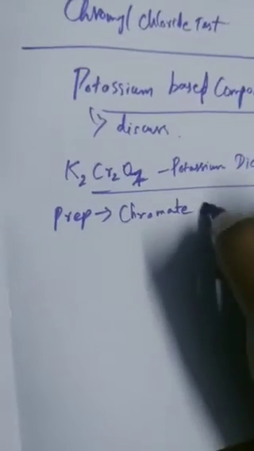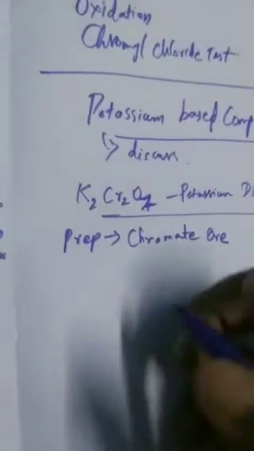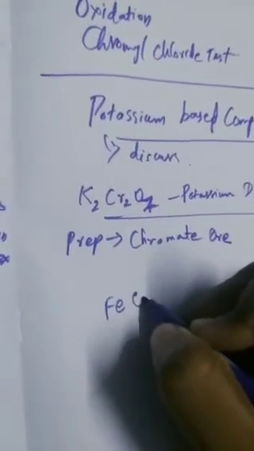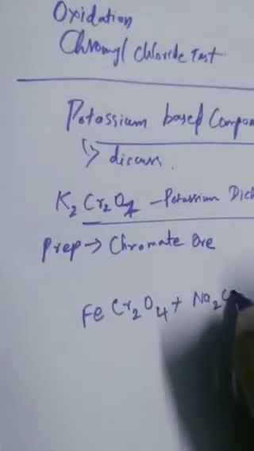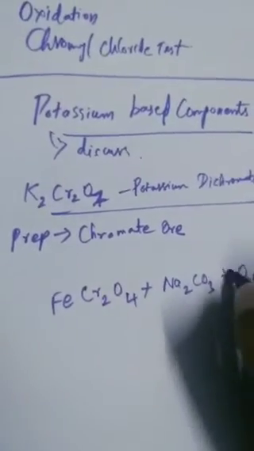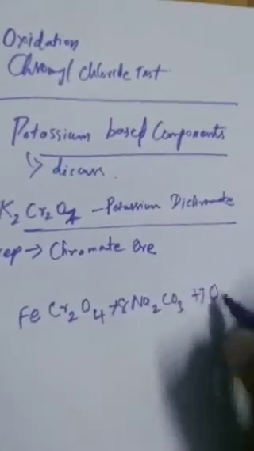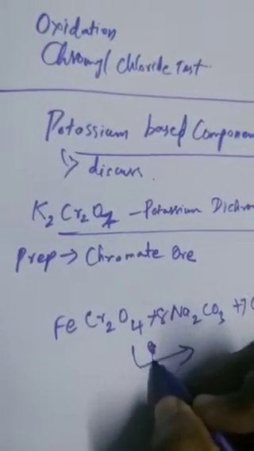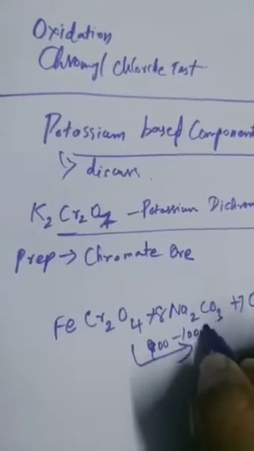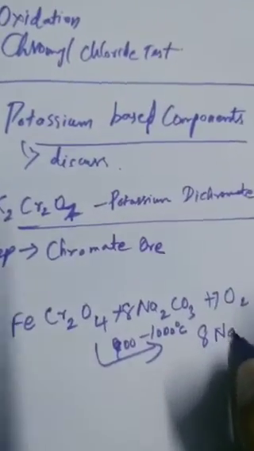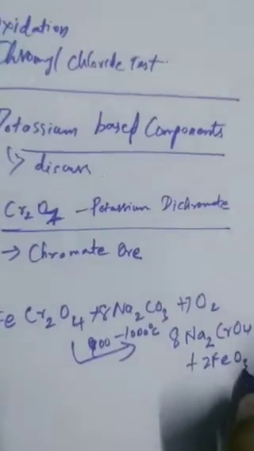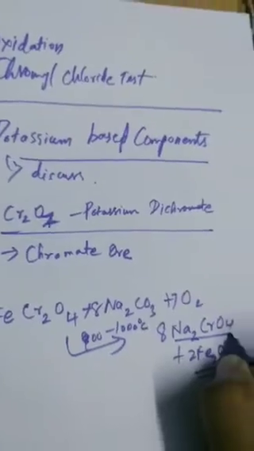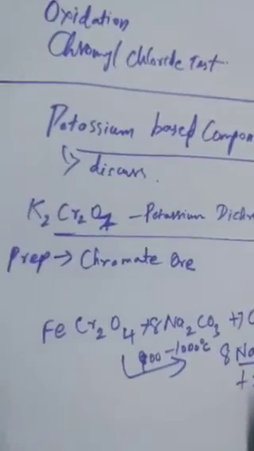From chromate ore, potassium dichromate can be formed. Take chromate ore, plus if you add sodium carbonate plus more oxygen. For balancing the equation, add this. If you heat it at 900 to 1000 degrees Celsius, we will get 8 Na2CrO4 plus 2 Fe2O3, that is ferric oxide, sodium chromate plus 8 CO2.